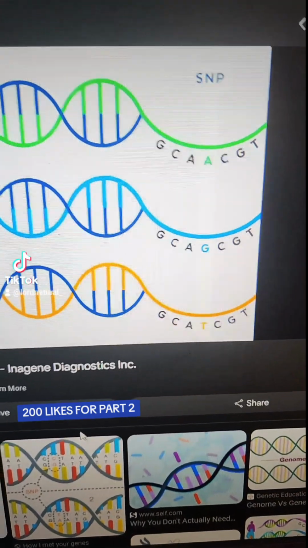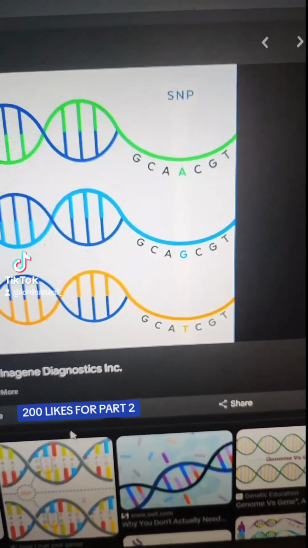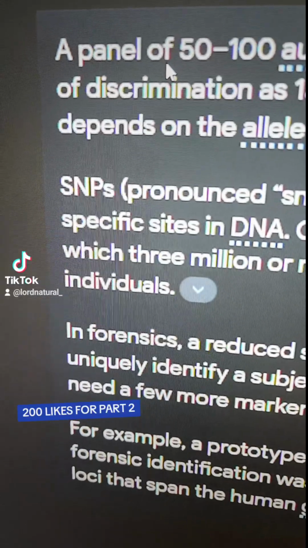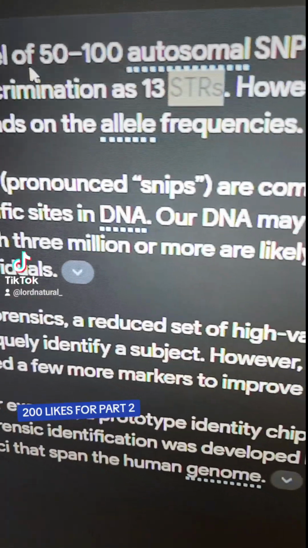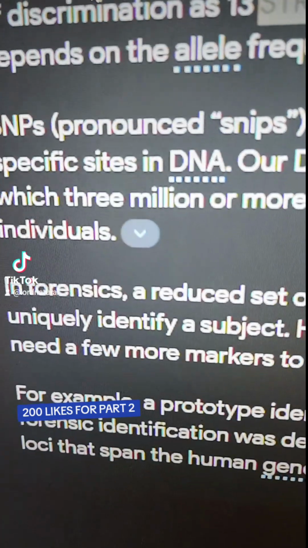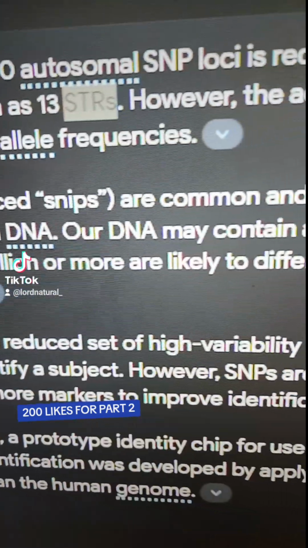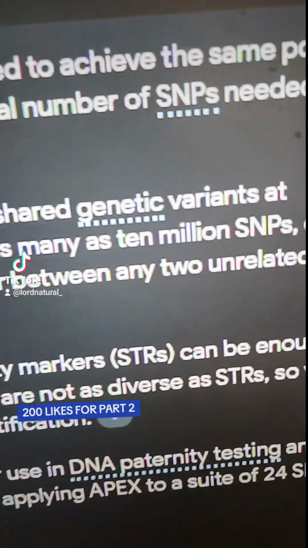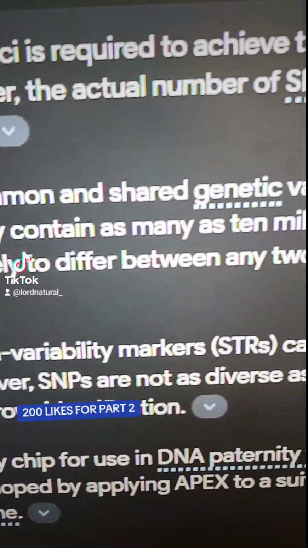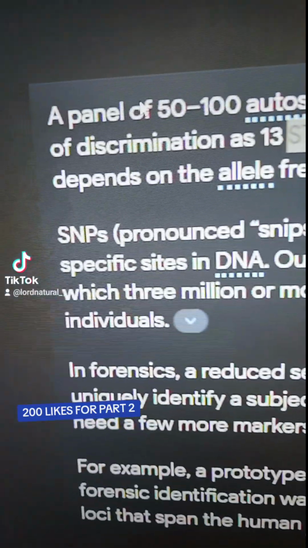All right, now we're going somewhere, right? Just have to break this little thing down. So what is a SNP? SNPs, pronounced "snips," are common and shared genetic variants at specific sites in DNA. Our DNA may contain as many as 10 million SNPs, of which 3 million or more are likely to differ between any two unrelated individuals.